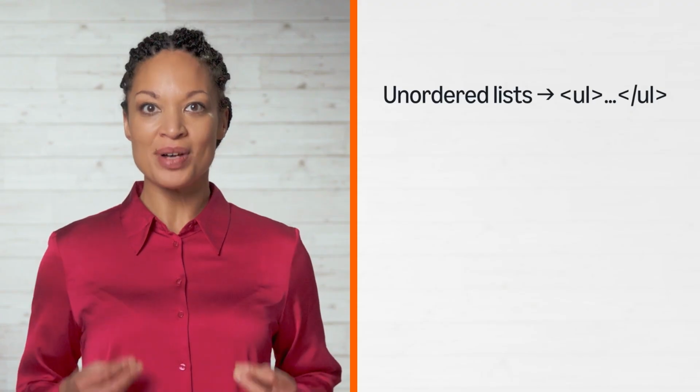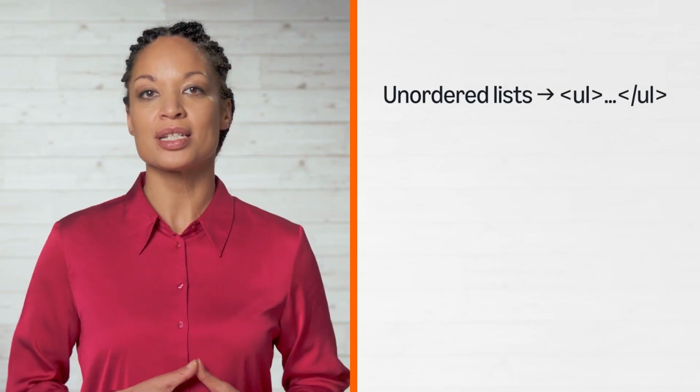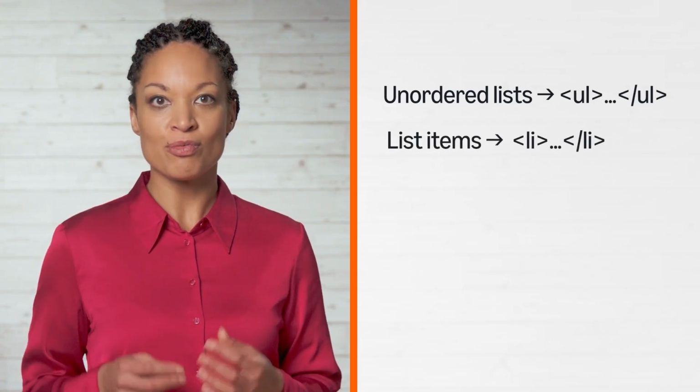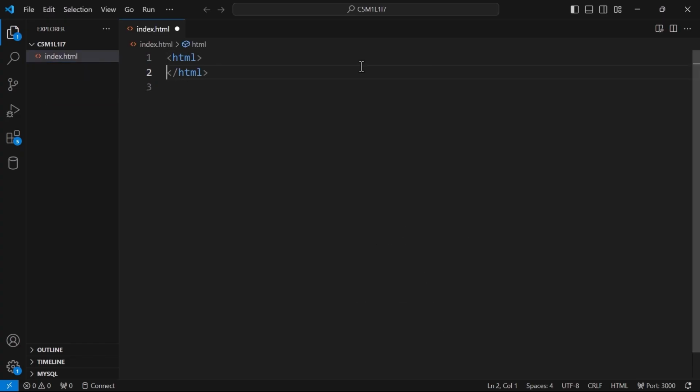In HTML, unordered lists are created using the UL tag, which starts the list, and then /UL to close it. And each list item is wrapped in LI tags. Now let's walk through how to create this list in VS Code. First, create a new file and name it index.html. In the head section, give it a title like My Shopping List.